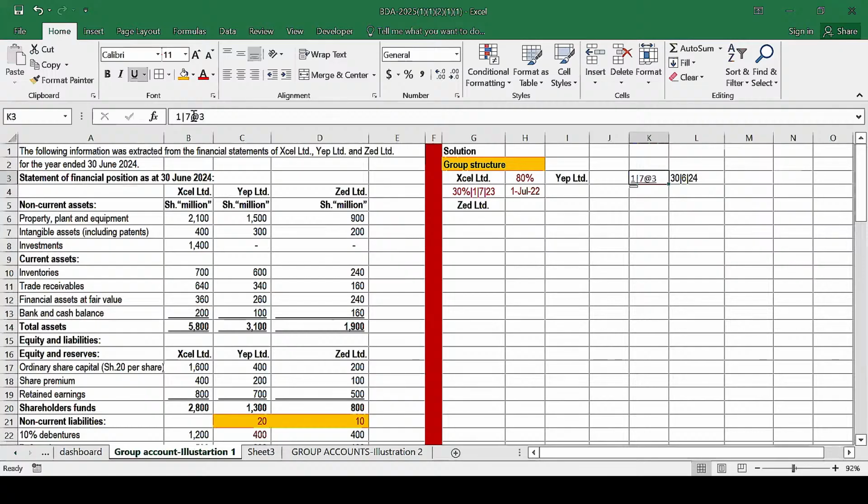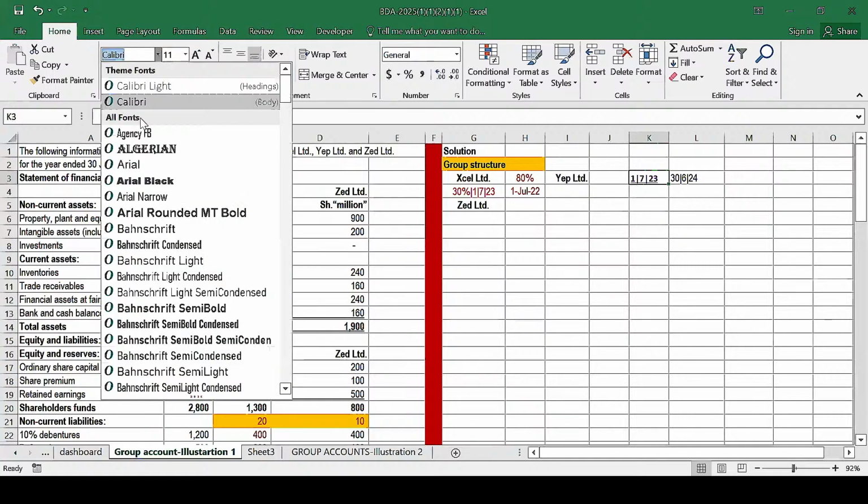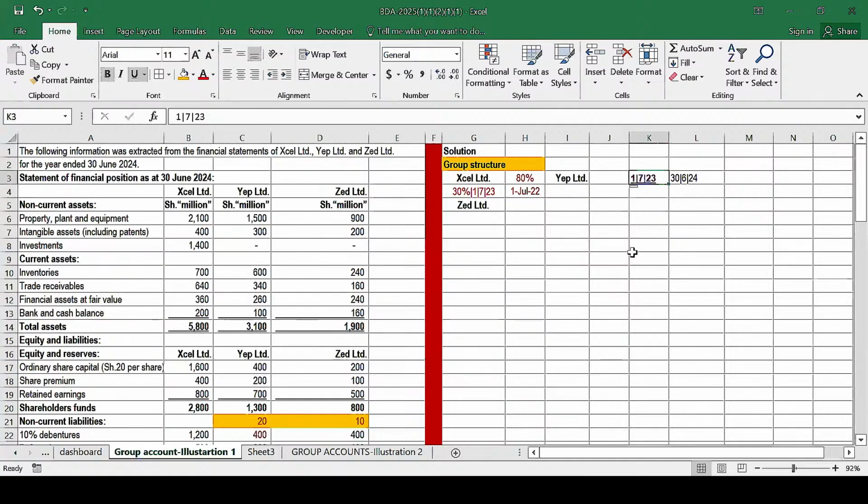Okay, this one should be 1st July of 2023. Yes, so that is when the year started. So take into account the year started on 1st of July 2023.